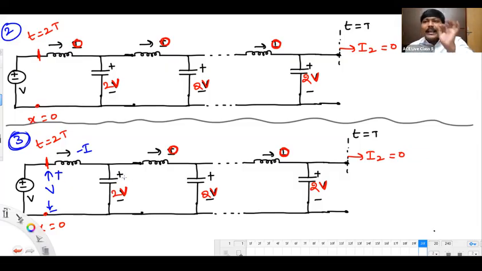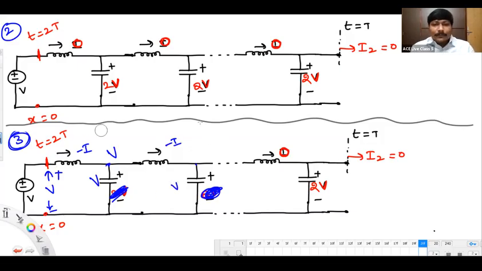Whenever it is losing energy, at some point this voltage will become V. At that point both sides' voltages are equal, and inductor energization will stop. Similarly, on this side we have voltage V and on the other side 2V. Because of the potential gap, the inductor starts carrying negative current, and this capacitor continuously loses energy, so this voltage becomes V.